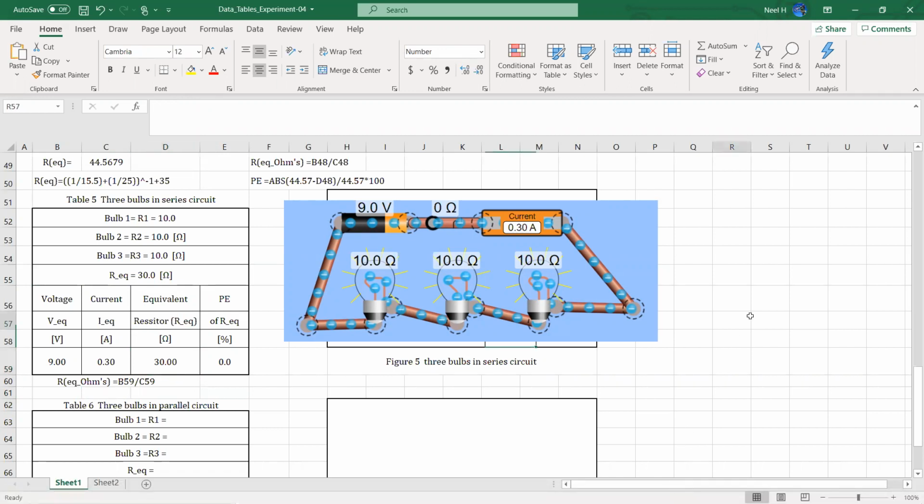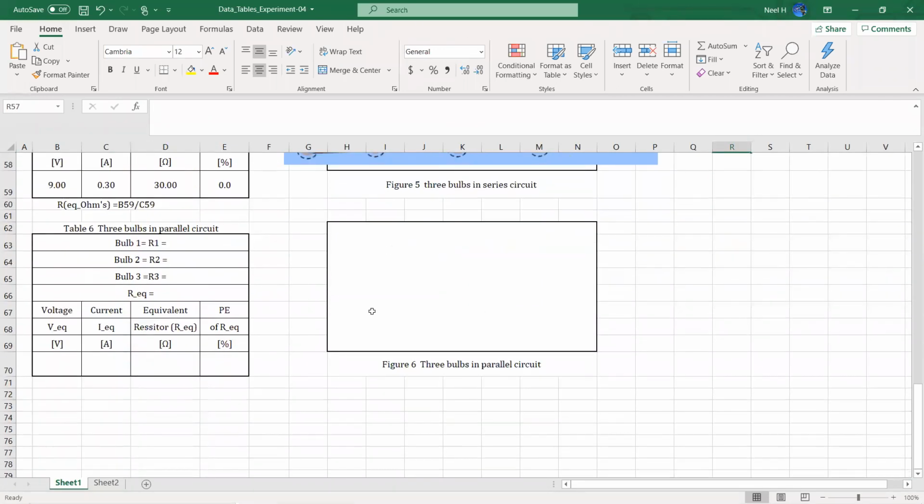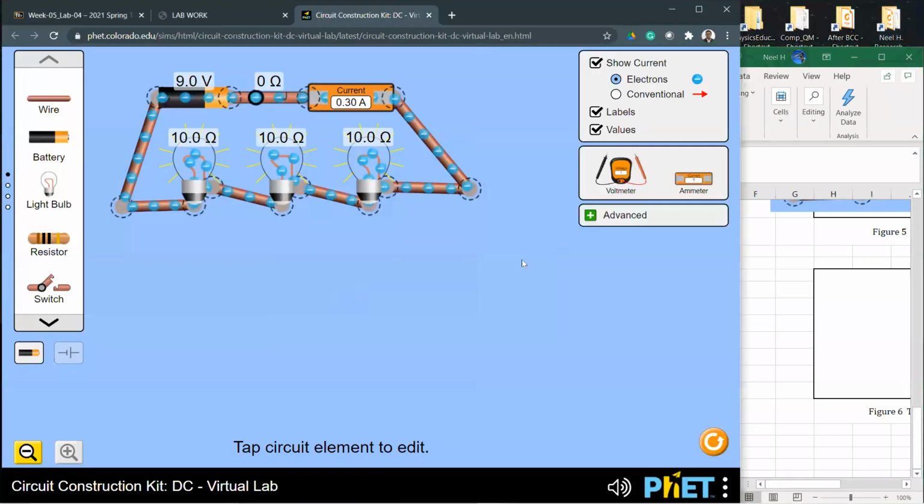Okay, then let's do one last check by putting in the same light bulbs, but now let's connect them in parallel to each other. Okay, so I'm going to reset this whole thing.